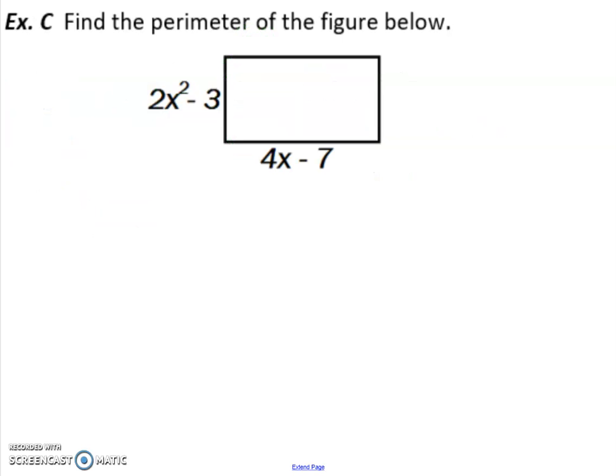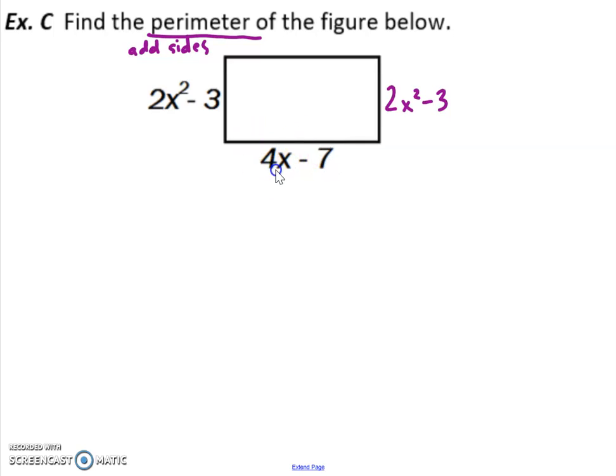Okay. All right. This next example, it wants us to find the perimeter. What is perimeter? If you don't know the word, this question is like, I don't know, whatever I feel like doing, right? Perimeter means add all the sides. Okay, so we're going to add our sides. I have this rectangle. I know that this side is 2x squared minus 3, which means this side is also 2x squared minus 3.